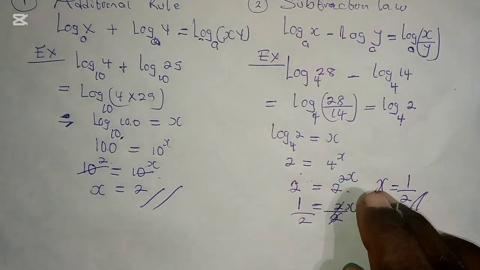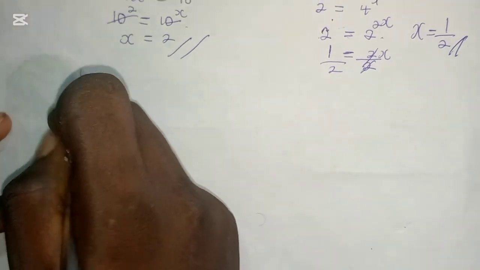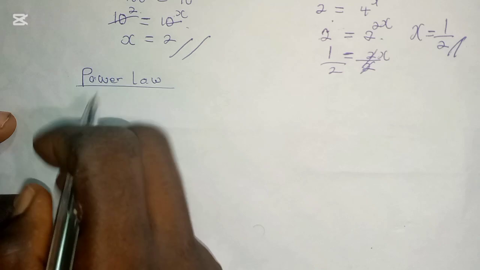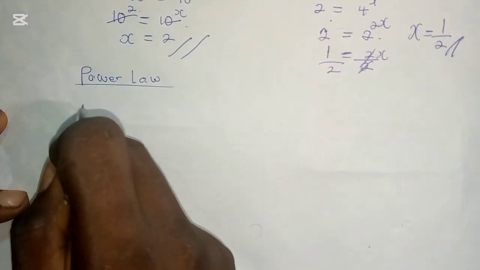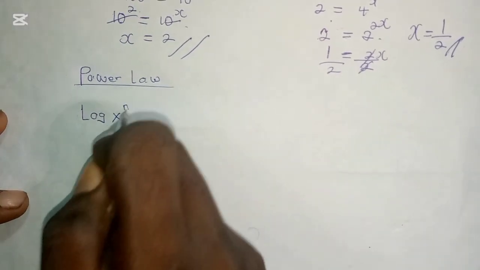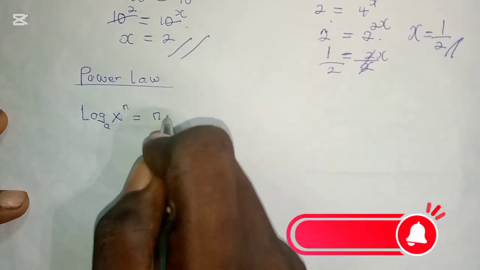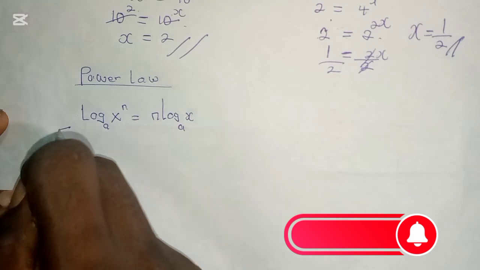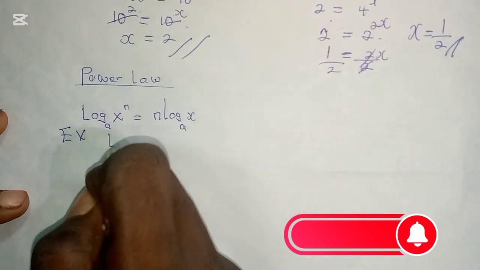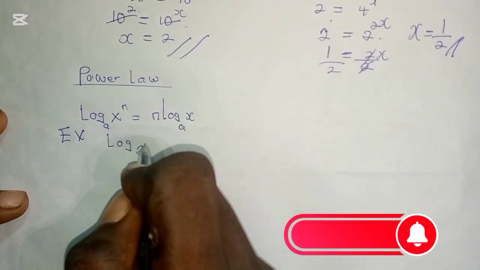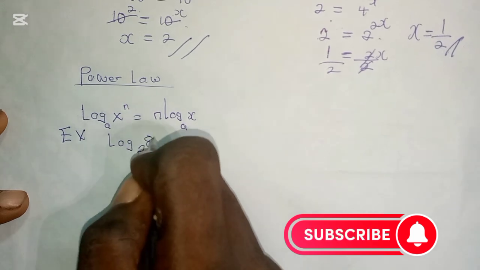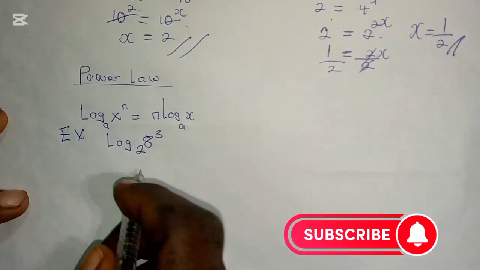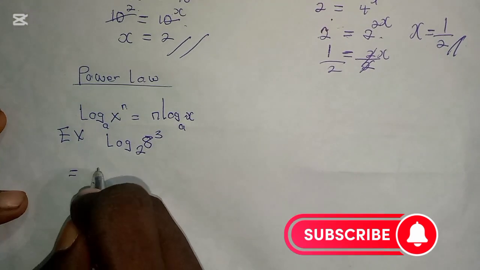Now let's move to another rule. The next one is the power law. Under this power law, when you have log of x raised to the power of n with the base a, this is equal to n log x base a. So let's solve an example on this. When you have log of 8 raised to the power of 3 with the base 2, using this property, we are going to have 3 log 8 base 2.